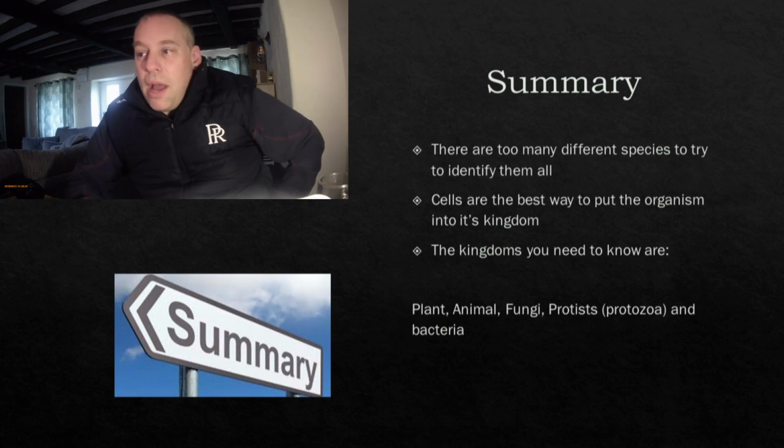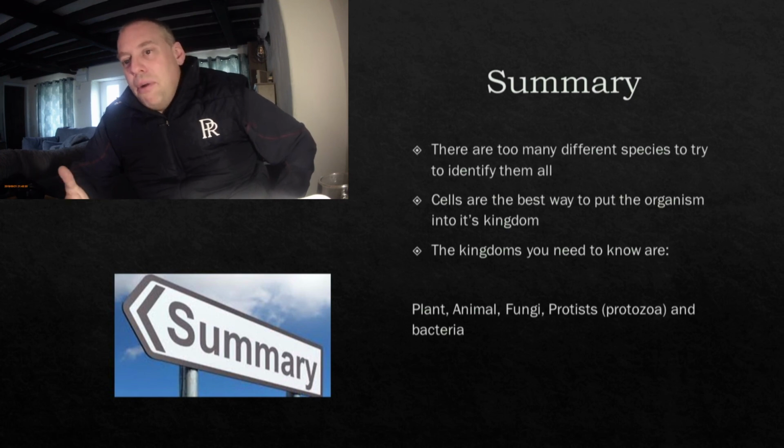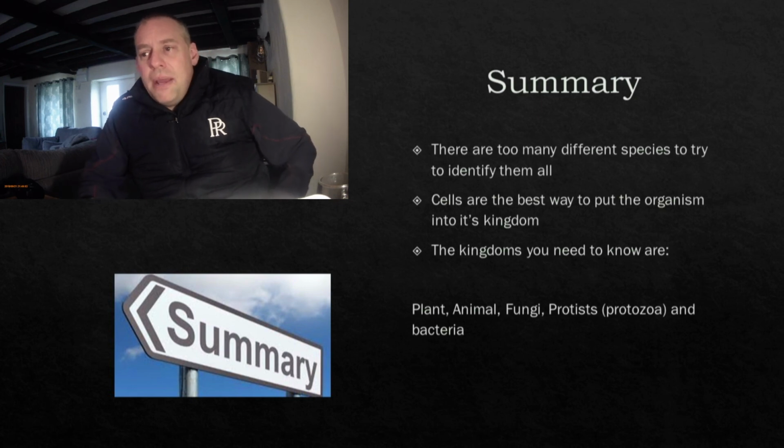Cells are the best way to put organisms into kingdoms. You look at the cells first. If it's got a cell wall, that's going to give you some indication of where it goes. If it's got chloroplasts, you know it's going to be in the plant kingdom. If it's multicellular and only contains cytoplasm, nucleus, membrane and mitochondria, then you know it's going to be an animal. And so the cells are going to be our key way of identifying the kingdom.